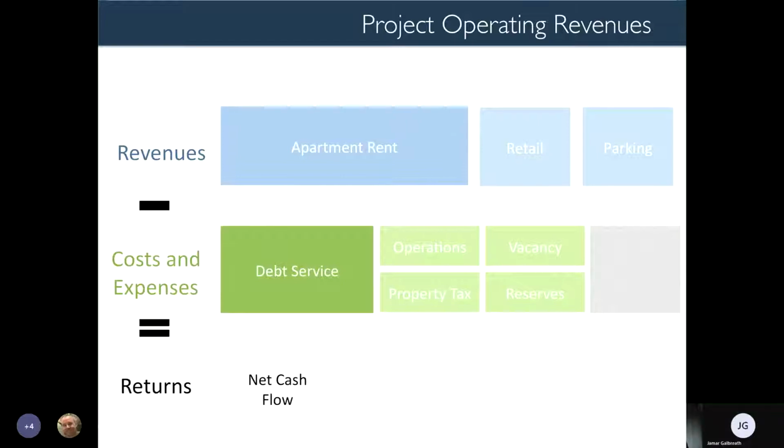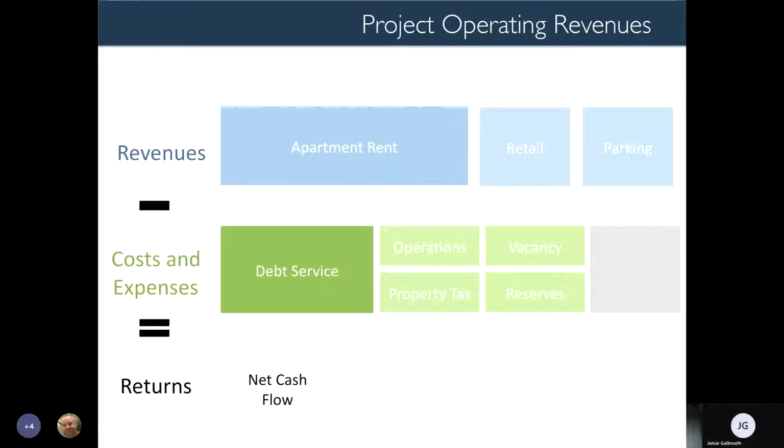So we have to be able to have enough rent coming in to cover debt service. So this is where you're paying for the cost of construction. But you also have to think about operations. You are going to have some vacancy, you've got to keep some reserves, and there's property taxes. So all of these operating expenses have to be less than revenues.